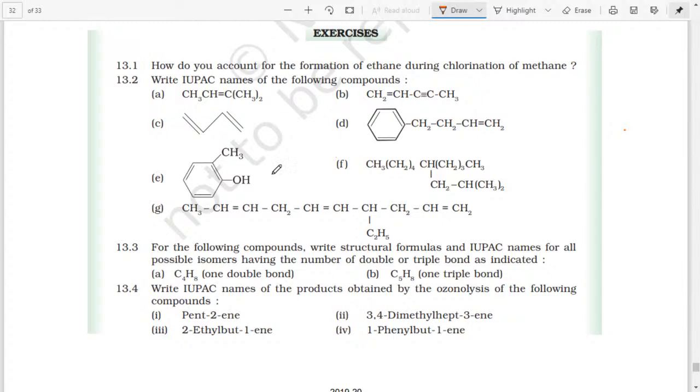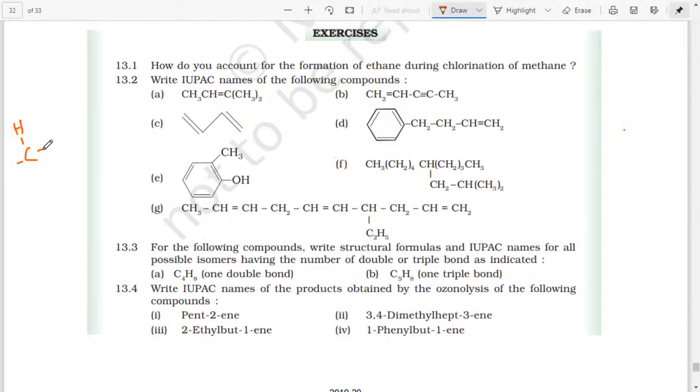Yes students, how do you account for the formation of ethane during chlorination of methane? Dear students, methane chlorination follows a free radical reaction, right? In this free radical reaction, chlorine in the presence of light gives chloromethane. It is the usual reaction, right? So how do you account for the formation of ethane during chlorination of methane?